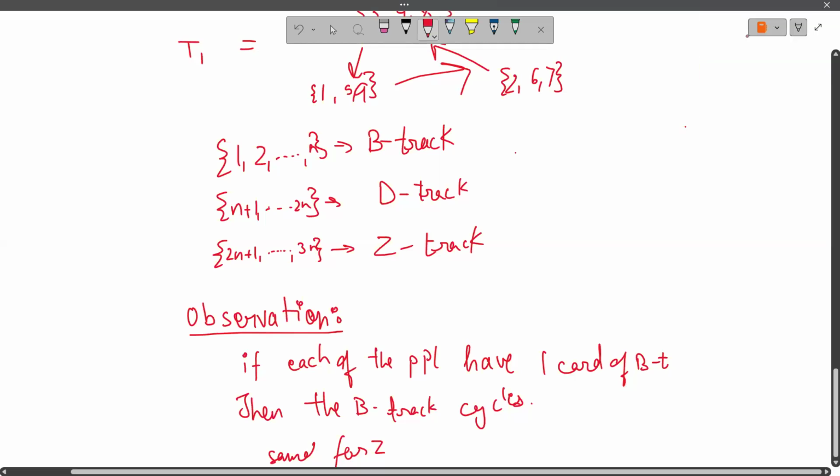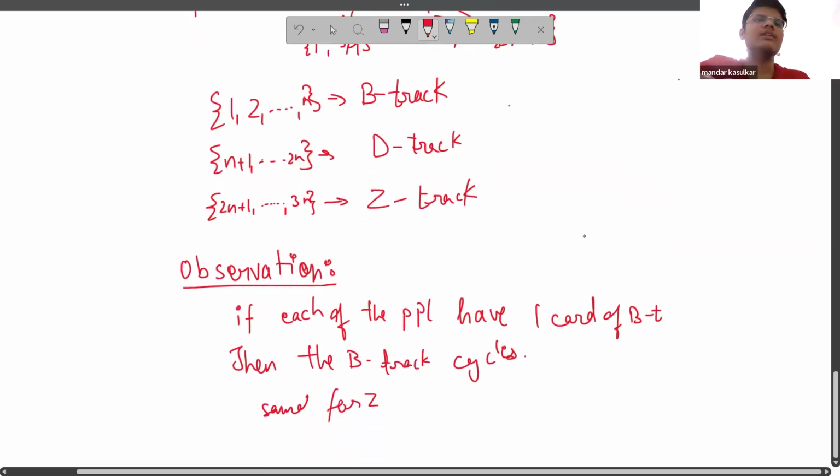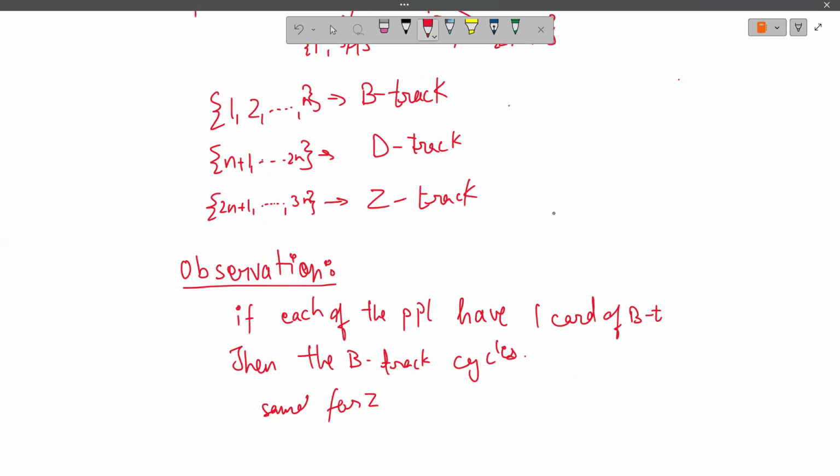Wait, isn't it extremely obvious? Both of those cycle. They are obvious, but you would want to show that this happens because then you know that there will be a cycle of length n only. So you want to show that each set should have one of the cards in the tracks, right?